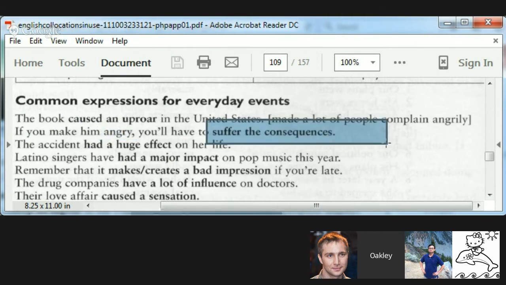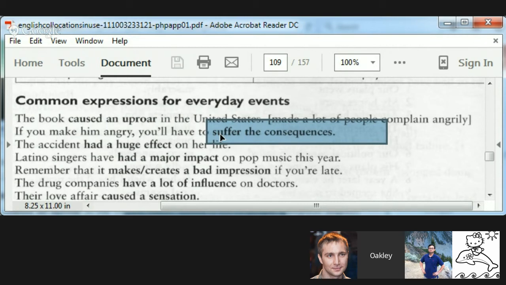Suffer the consequences, of course, is very similar to the idea of living up to your responsibilities, being responsible for something. Whatever, if you smoke cigarettes all your life, you'll inevitably have to suffer the consequences. If you rob a bank, okay, well, I don't know if it's inevitable. Maybe you get away with it. Okay, likely you will suffer the consequences. Maybe. All right.